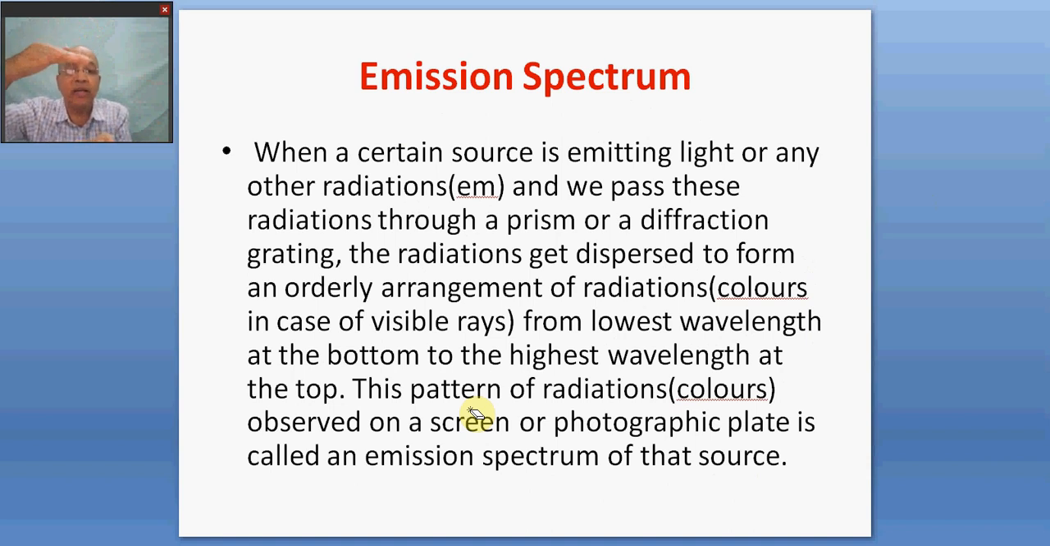If it is visible, then you can capture it on a screen and see it with your eyes. But if it is not visible, then you have to take the help of a photographic plate, take a picture of that spread, and know the pattern of the spread of radiations. Previously it was a bundle of radiations mixed together. When it passes through a prism, it separates into smoothly increasing wavelength from bottom to top. This pattern is called an emission spectrum.